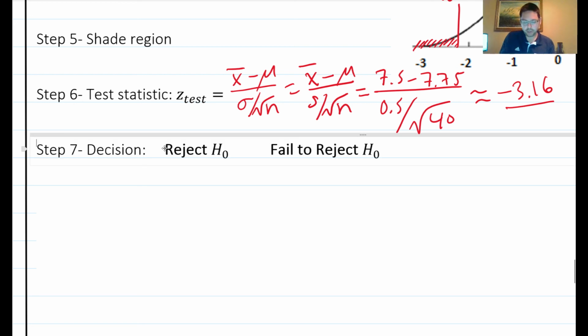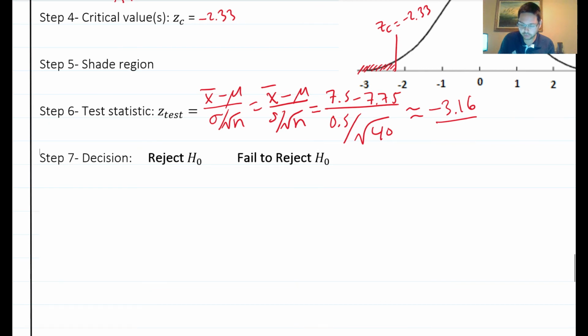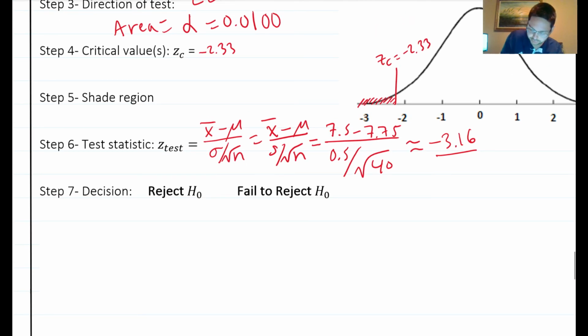The step 7 is to make a decision. Okay, well, so let's go ahead and label that z-test over here. So that z-test is somewhere around here, negative 3.16. So that is clearly less than z critical. It's in that rejection region. Again, the red is the rejection region. We shaded it. So therefore, we reject the null hypothesis. So we reject H0.